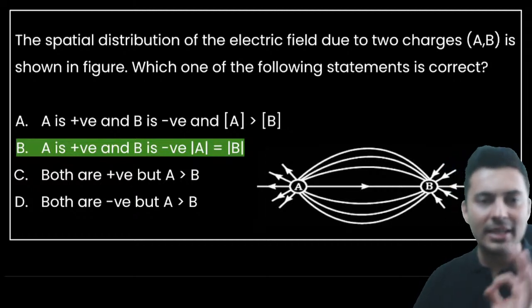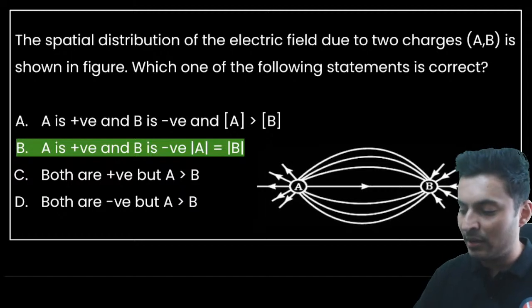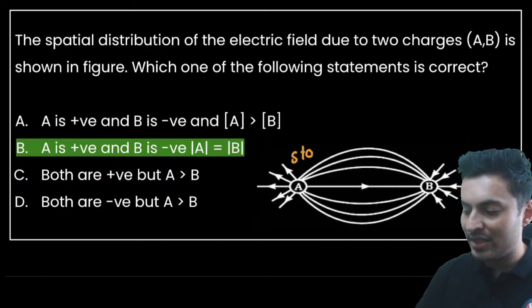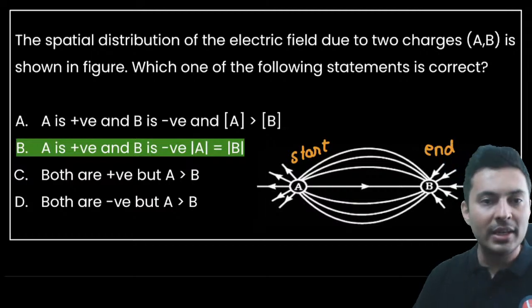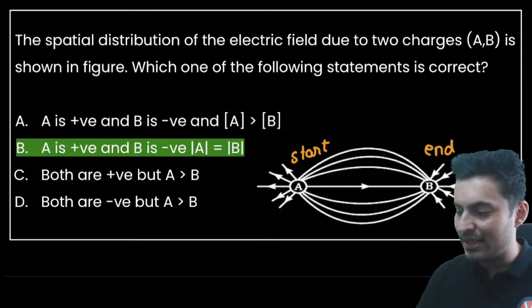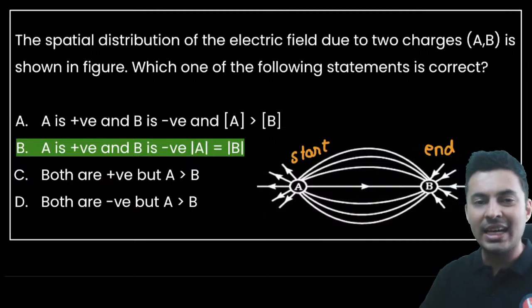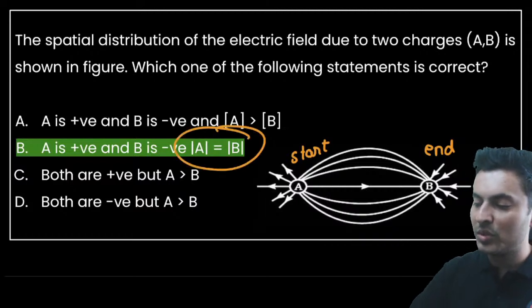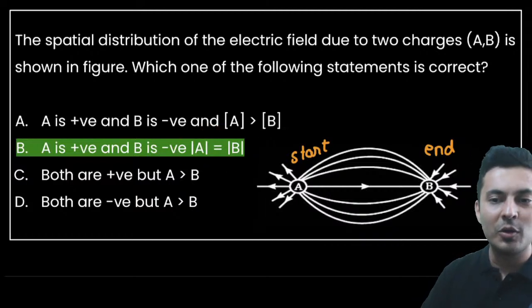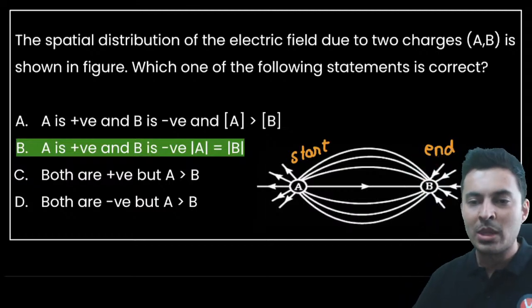See, always electric field lines start from a positive charge and end at a negative charge. So A must be positive because the field lines must start over here and they must end over here. Count the number of field lines on A as well as B. You will see the number of lines entering B and exiting A are the same. Because they are the same, the magnitudes of the charges are going to be the same. Okay, I hope this is clear.